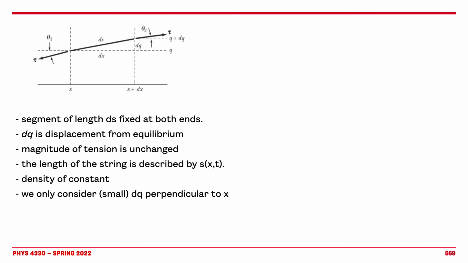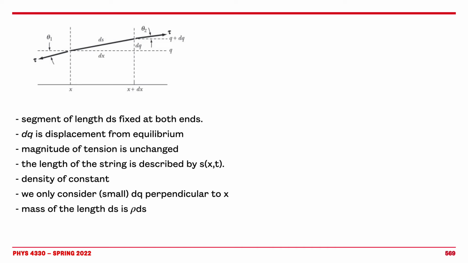We are going to consider only small displacements dq, so we are still well within the limit of what we discussed so far. And it's going to be perpendicular to x. In other words, we are looking at transverse waves, waves that deform perpendicular to the string. And the mass of this length ds is obviously rho ds, rho being the mass per distance. So if the distance is ds, the mass is rho ds.